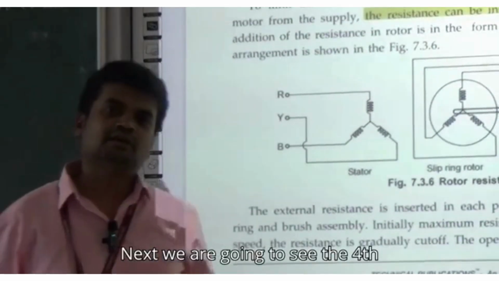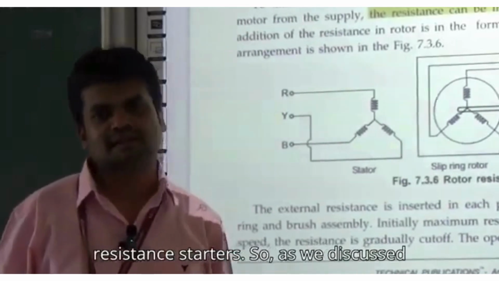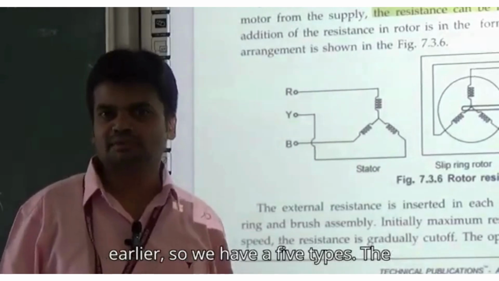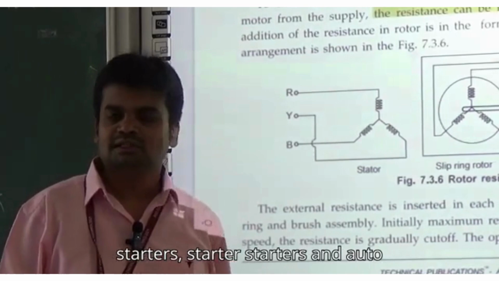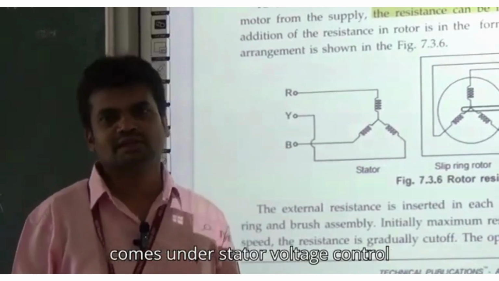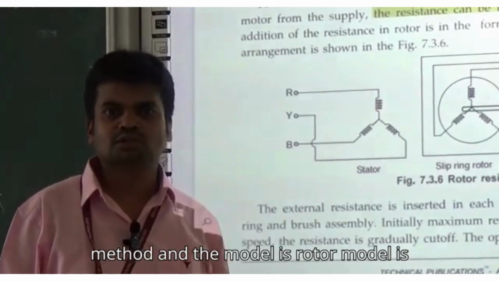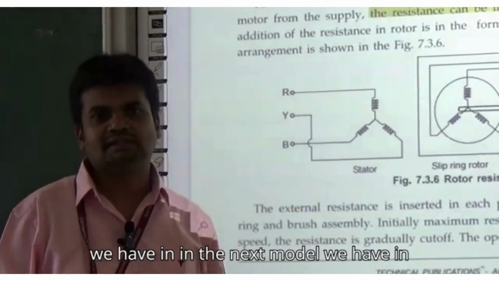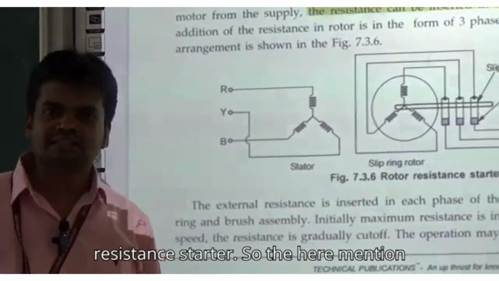Next, we are going to see the fourth type of starter, called rotor resistance starters. As we discussed earlier, we have 5 types. The first methods are stator resistance starters, star delta starters, and auto transformer starters. These 3 come under the stator voltage control method, and the rotor model is the squirrel cage rotor. But in the next case, we have a starter called the rotor resistance starter.